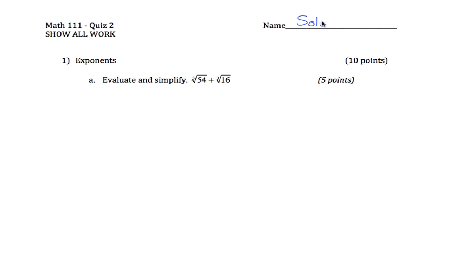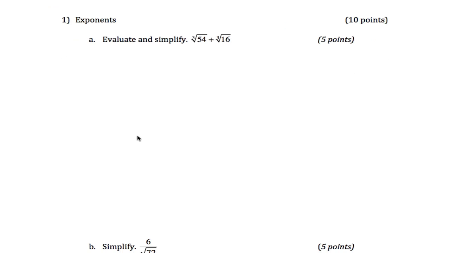Right, here are solutions to quiz 2 for Math 111. First problem, we're asked to evaluate the sum of these two radicals. What you will need to know, well, the easiest way to do this is to figure out the prime factorization for each of these guys.